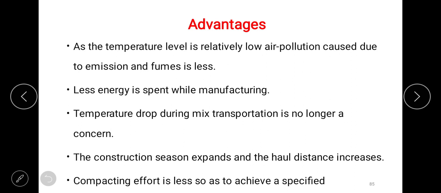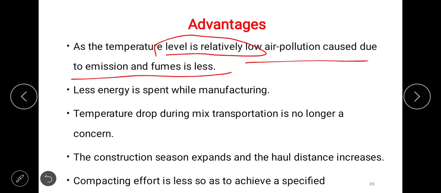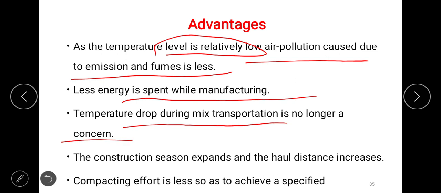Advantages. As the temperature level is relatively low, air pollution caused due to emission and fumes is less. Less energy is spent while manufacturing. Temperature drop during mix transportation is no longer a concern. Even if there is a drop in the temperature during mix transportation, it is no longer a concern.